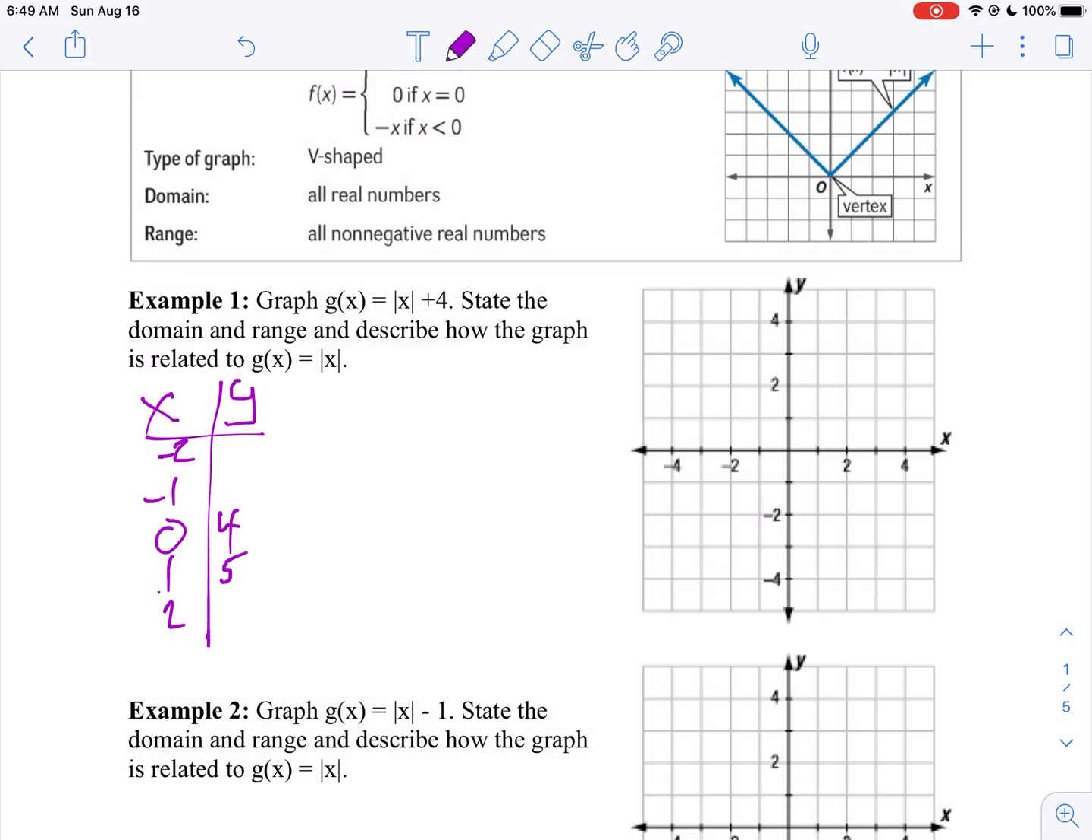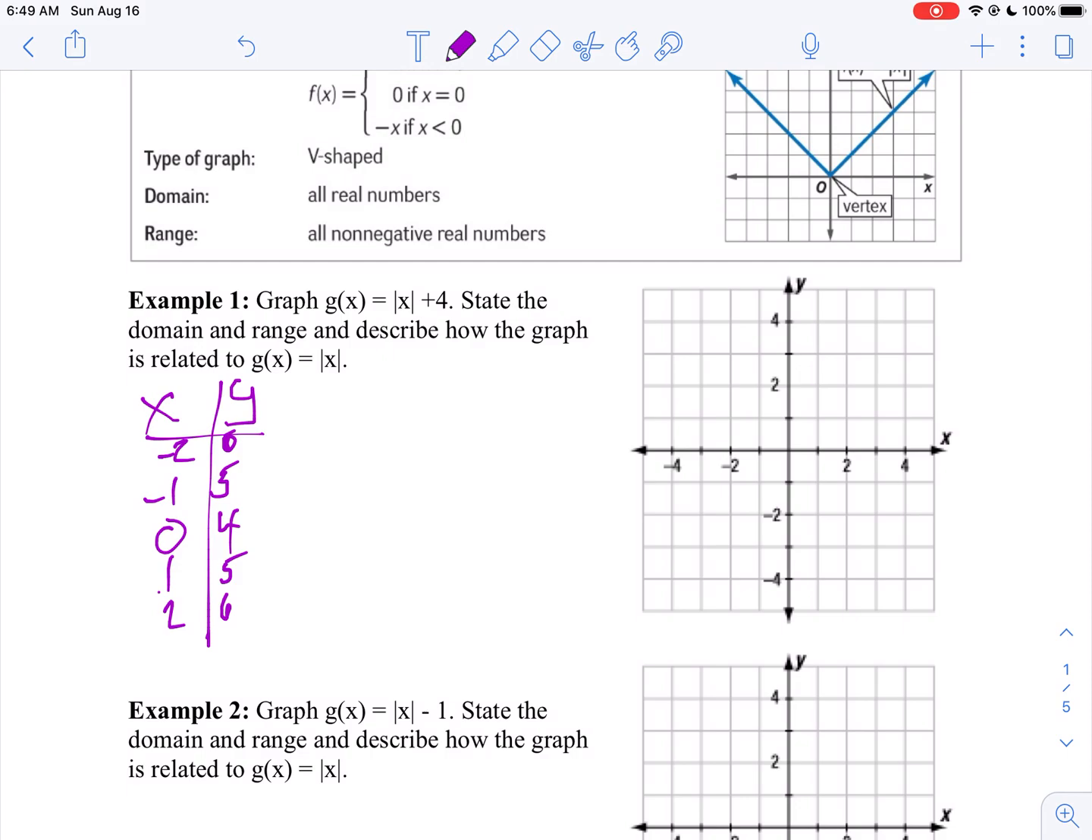Notice you get the same answer when you do -1. The absolute value of -1 is 1, plus 4 is 5. The absolute value of -2 is 2, plus 4, which is 6. And same thing with 2 here, which is 6.